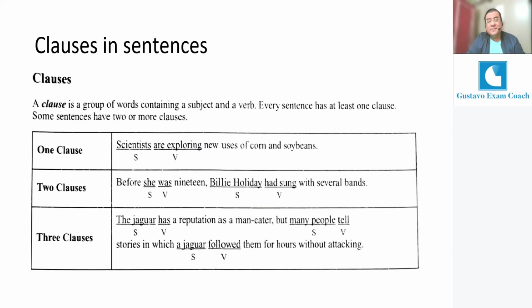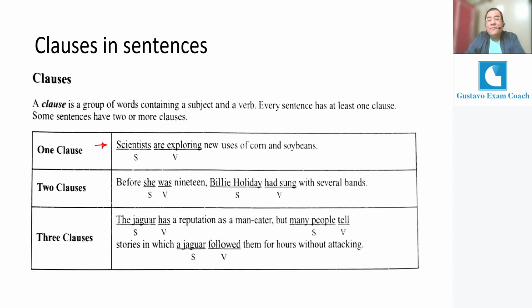Our first example is this sentence here. Scientists are exploring new uses of corn and soybeans. You can see that this sentence actually has one clause. And you can identify the clause because among this group of words, there is a subject, scientists, about which something is being said. What is being said about scientists? In this sentence, it is said that scientists are exploring. So are exploring is the conjugated verb, the verb to explore using the present continuous.